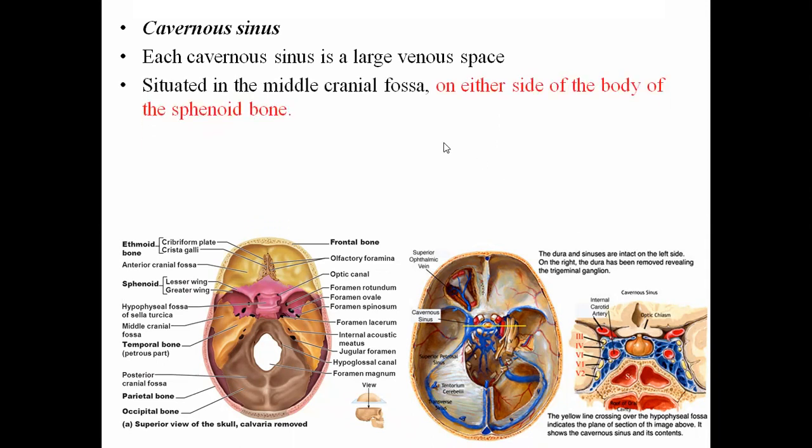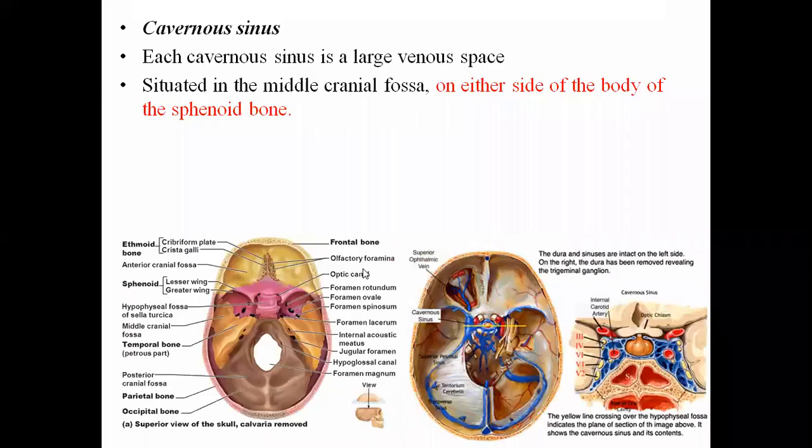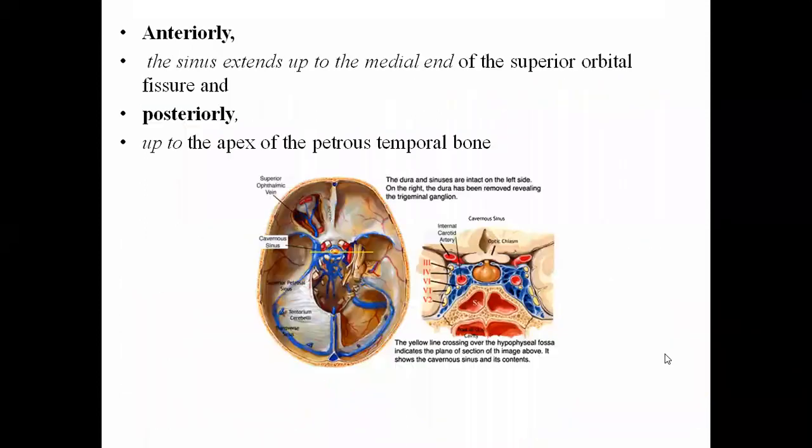It is situated in the middle cranial fossa. Location is in the middle cranial fossa. This is the area where the cavernous sinus is located, on either side of body of sphenoid bone. So this bone here is called the sphenoid bone, which has got a body. On either side of the body of the sphenoid bone, we can see the cavernous sinus, cavernous sinus. This is the sphenoid bone. On either side, we can see the cavernous sinus.